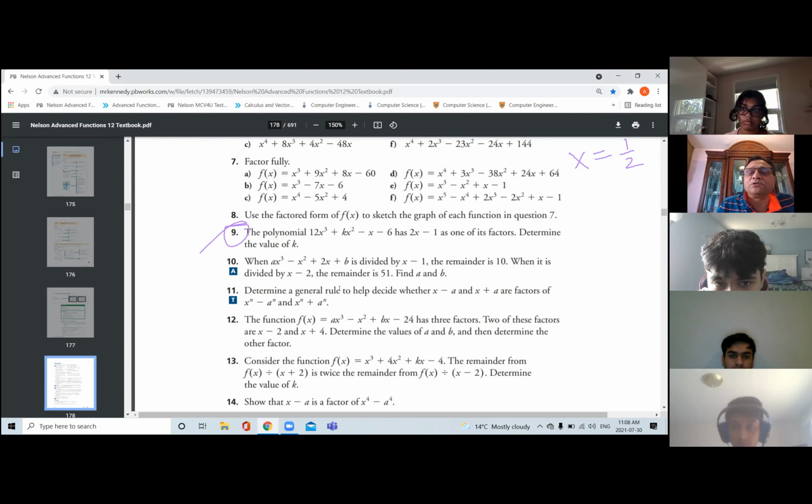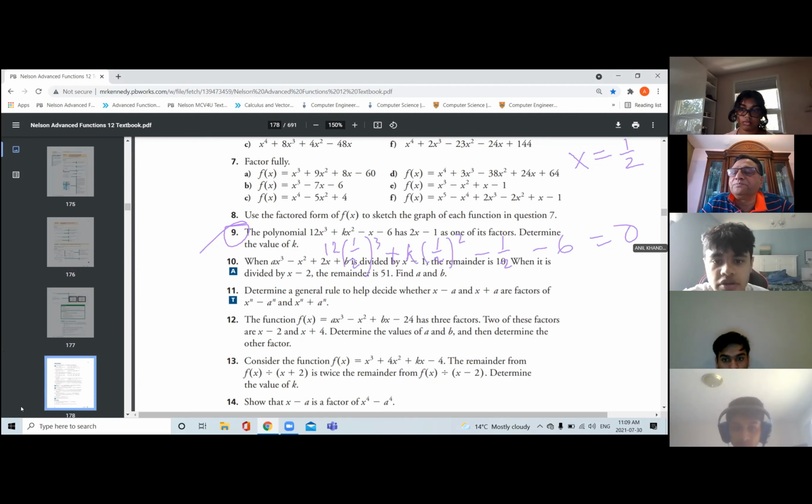So plug in x equals half in the polynomial. We'll do 2 times half cubed plus k times half squared minus half minus 6 equals 0, and find the value of k.